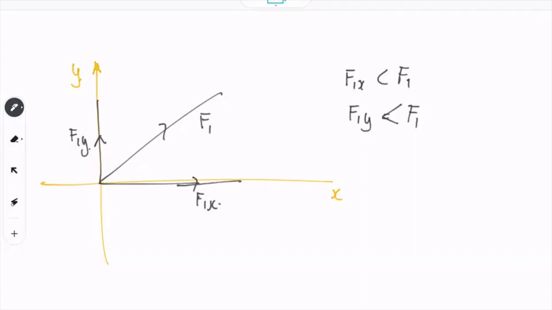That means the original F1 is the original. Then the X component and Y component guarantee smaller. The maximum you can get is the same, but that one is seldom done.